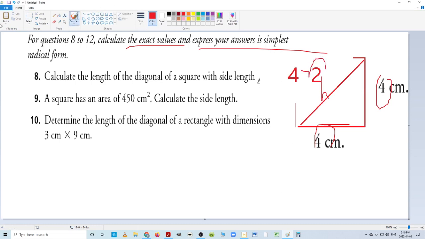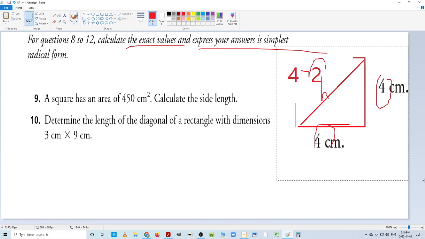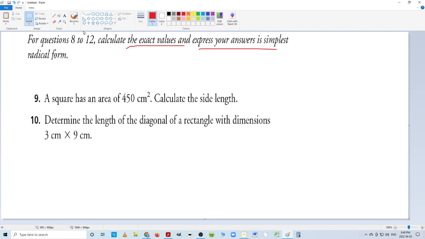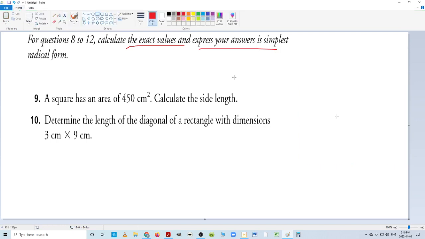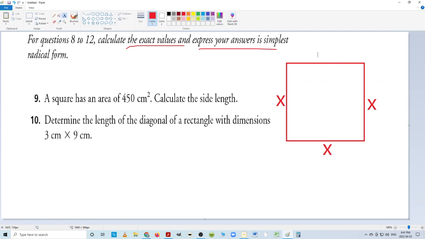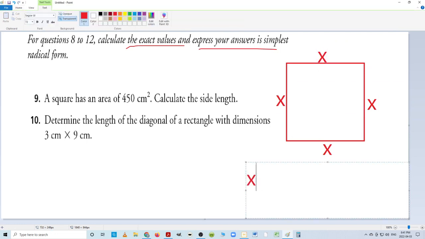So that's just the Pythagoras Theorem. A square has an area. Calculate the side length. Okay. So if we have a square, we know that each side is going to be side x, and that all sides are x. We know that the formula for the area of a square is x times x, or x squared.